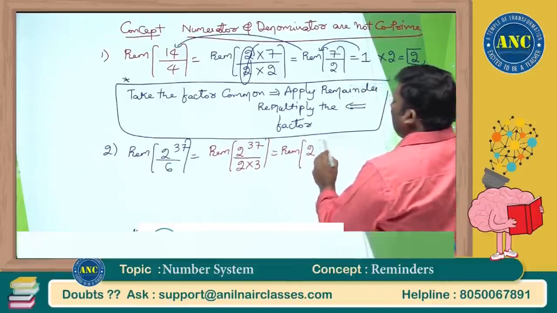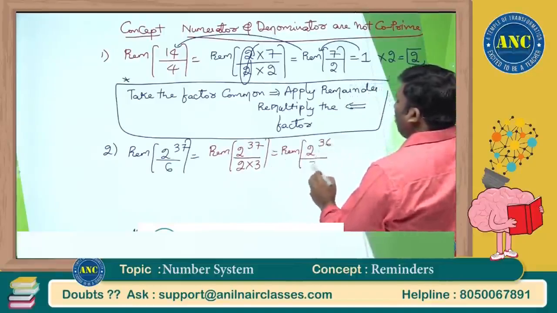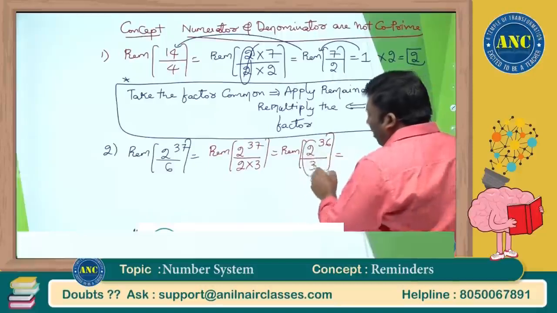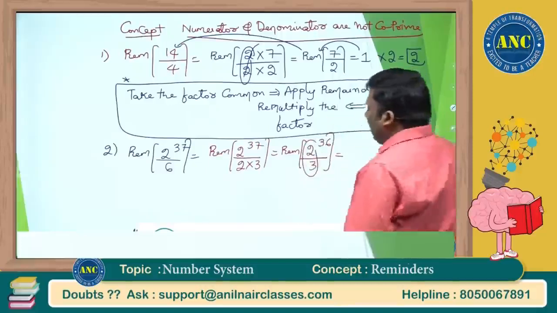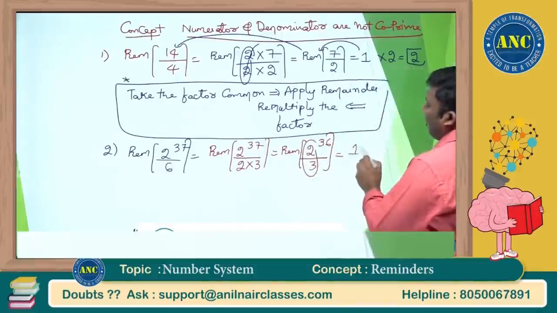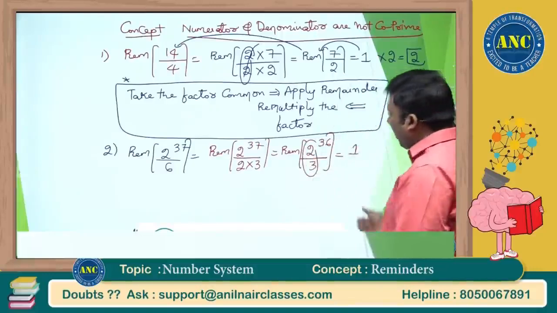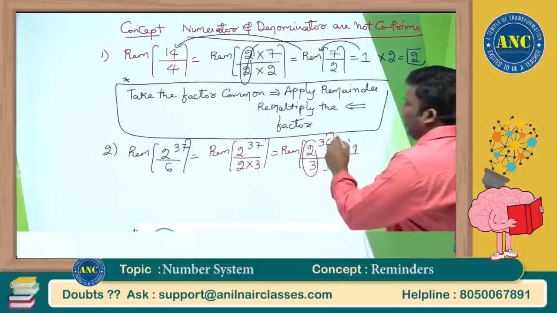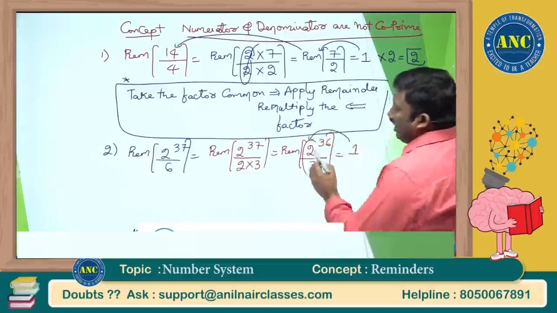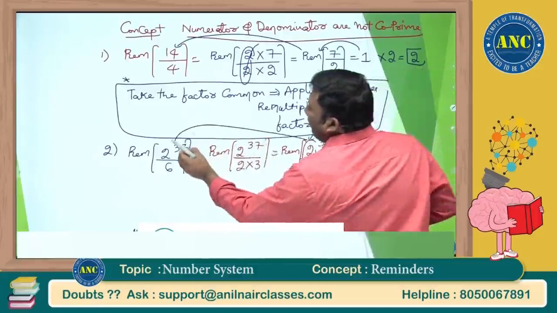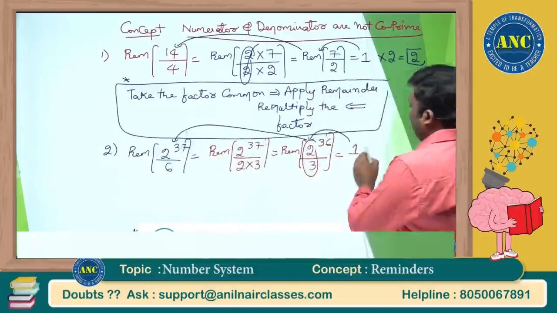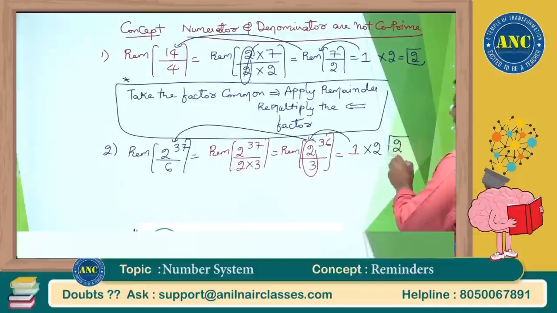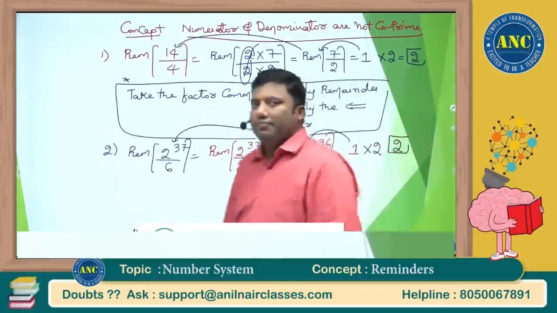2 power 36 divided by 3. 3 ones are 3. What is the negative remainder? Minus 1. Minus 1 power even is plus 1. We got the answer 1 for 2 power 36. But we want the answer for 2 power 37. So multiply by 2. Answer for this question is 2.